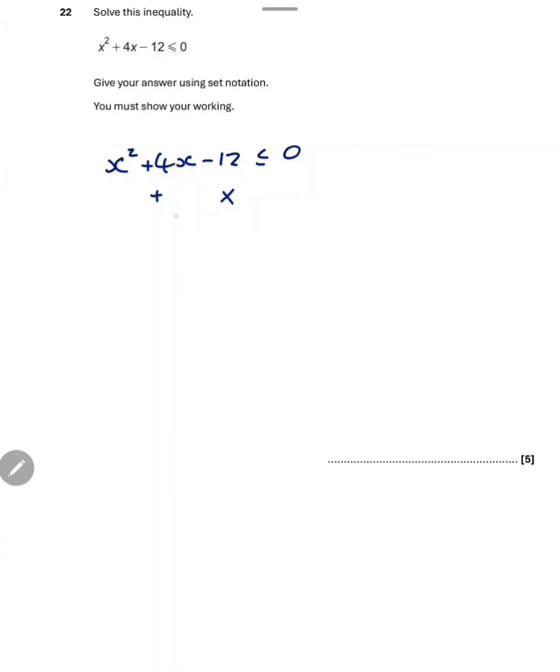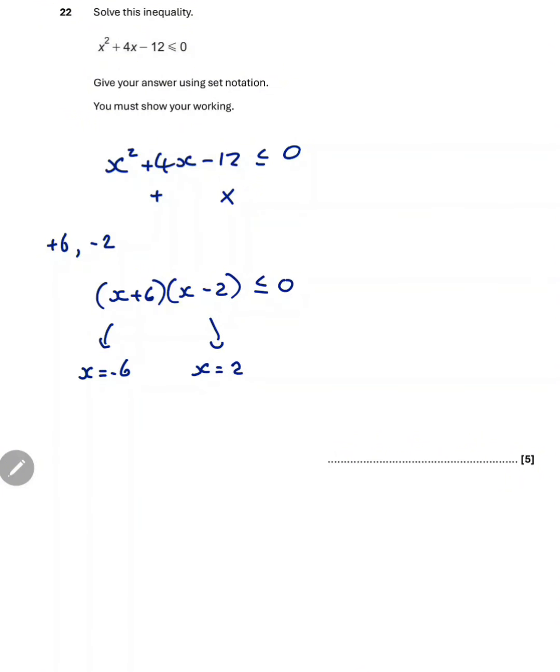First, try factorising. Two numbers that add to 4 times to -12. That will be +6 and -2. Those two numbers there add to 4, but times to -12. So I'm going to use them to factorise the quadratic. And we get x plus 6, lots of x minus 2, less than or equal to 0. If we were solving this, we'd get the roots, which would be x equals -6 and x equals +2.